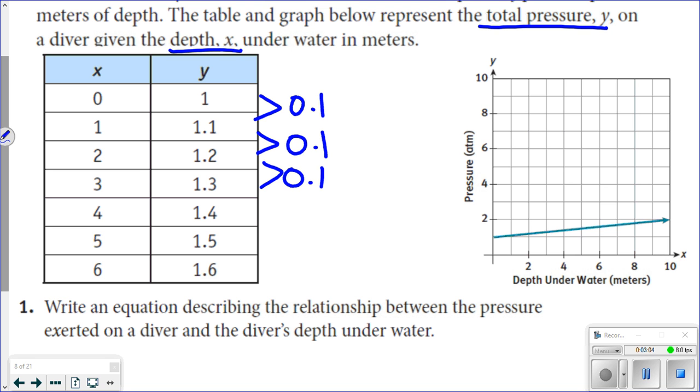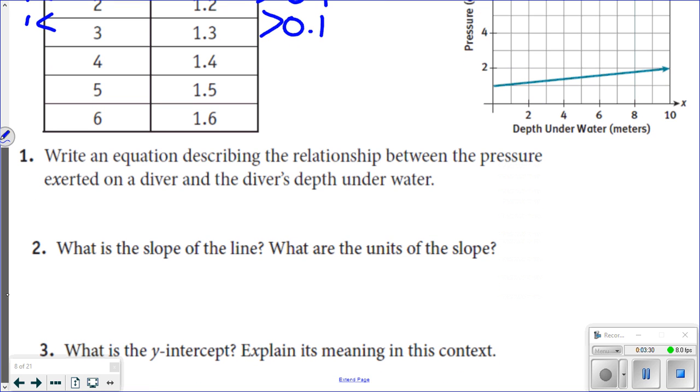In the first column, our x values, what are we increasing by? What's the difference here? 4 minus 3, 3 minus 2, 2 minus 1. We're going up by 1s here. Okay, so my change in y divided by my change in x just reduces. So this right there would be my slope, 0.1. So let's write that down for question 2.